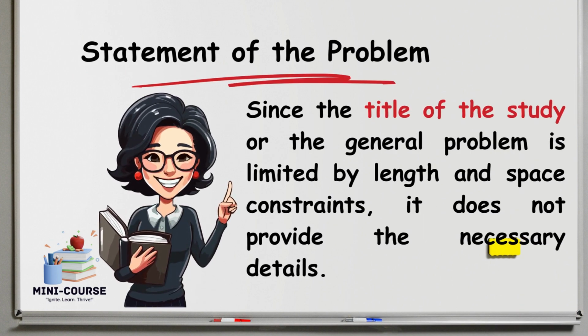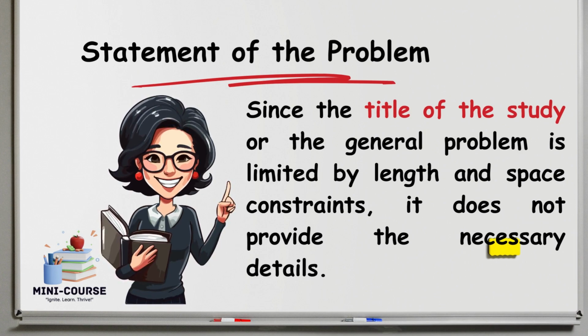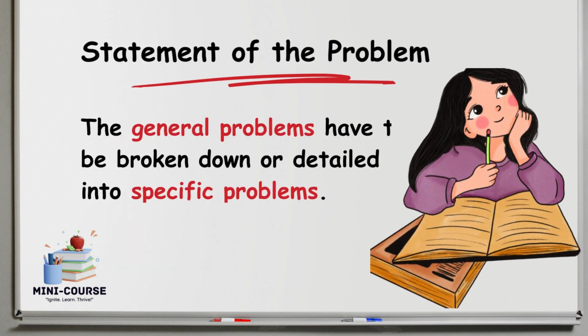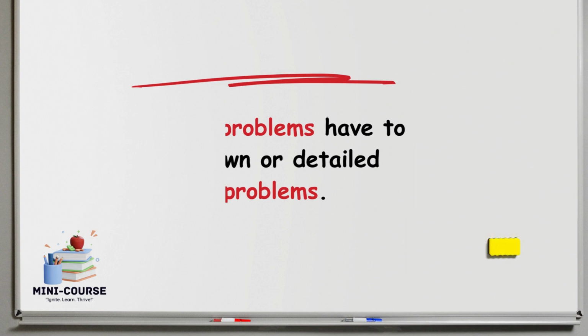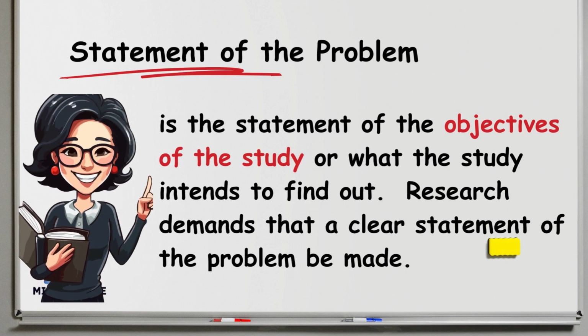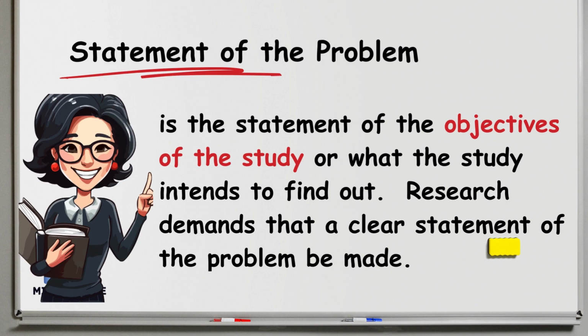Since the title of the study or the general problem is limited by length and space constraints, it does not provide the necessary details. The general problems have to be broken down or detailed into specific problems. The statement of the problem is the statement of the objectives of the study, or what the study intends to find out. Research demands that a clear statement of the problem be made.